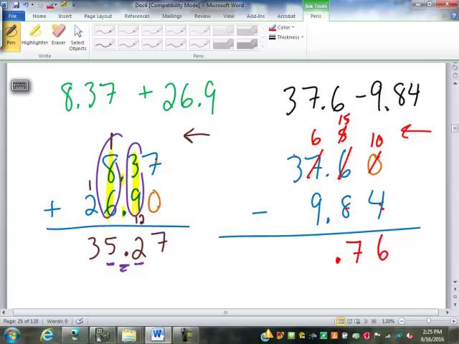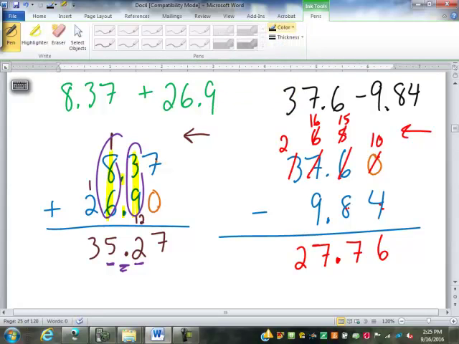6 minus 9, again we got to borrow. So 2 and 16. 16 minus 9. 7. And we bring down the 2. So 27.76.